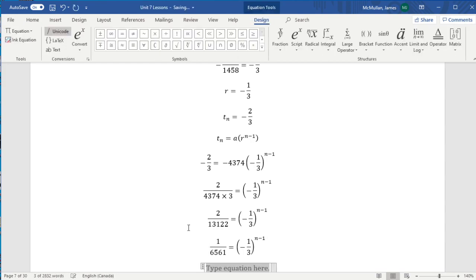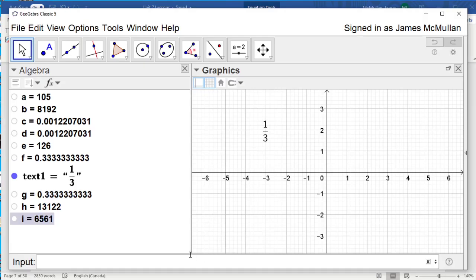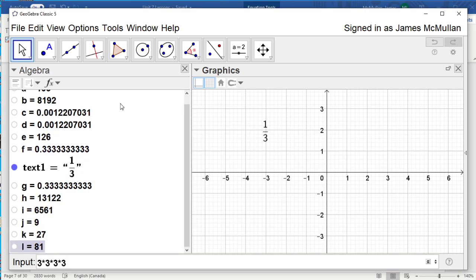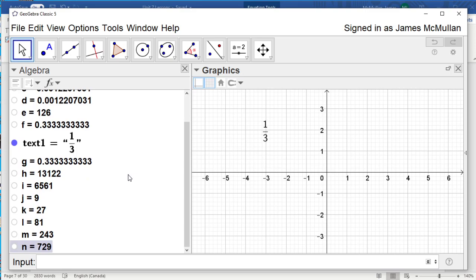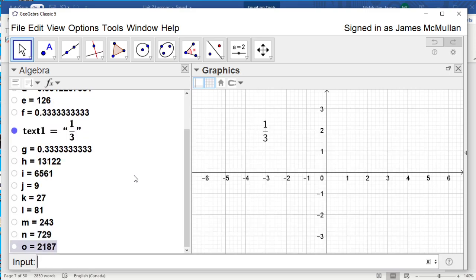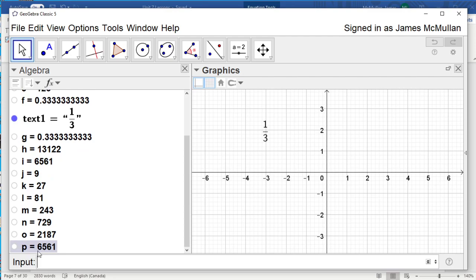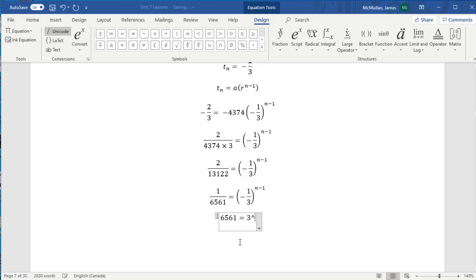So what we're going to do is, 6561 must be a power of 3, right? So let's start with 3, and then times 3, and then that number times 3, that number times 3, times 3, times 3, and then we get the number there, 6561. So it's 3 to the power of 2, 3, 4, 5, 6, 7, 8. So it's 3 to the power of 8.